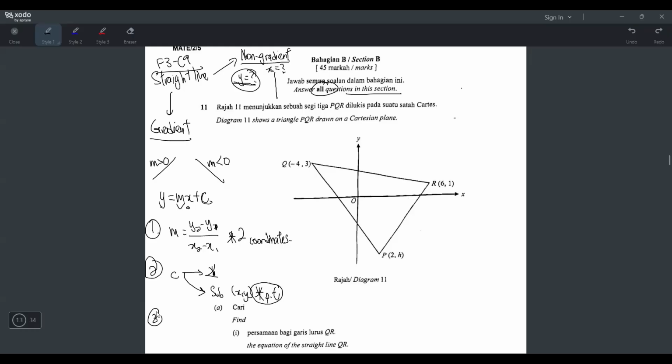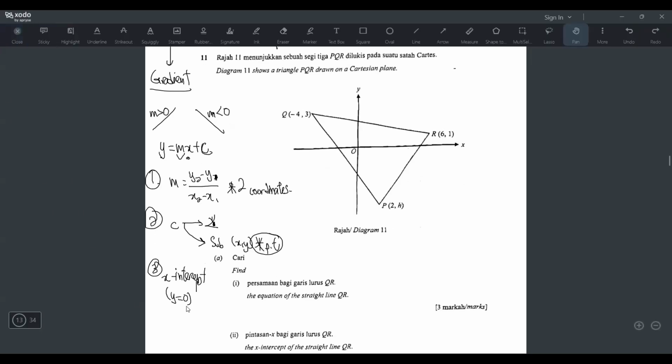Then step number 3 is sometimes they will ask you to find the x-intercept. Okay, c is the y-intercept. Then what is the x-intercept? For the x-intercept, you just do y equals 0. Just take the full equation and do y equals 0. But you have to make sure you get your m and c first, because if you don't have your m and c and you sub y equals 0, it doesn't work. You will get stuck, right? It has to be a full equation.